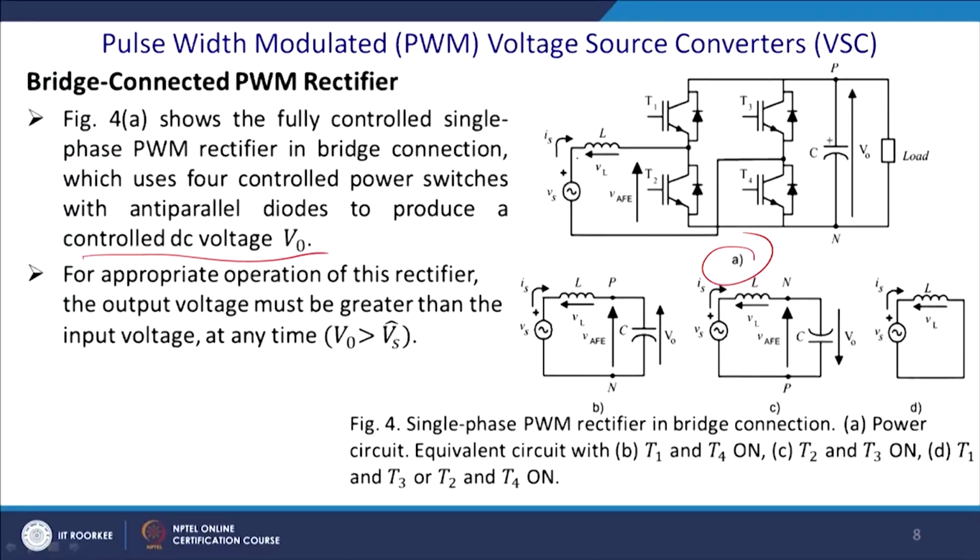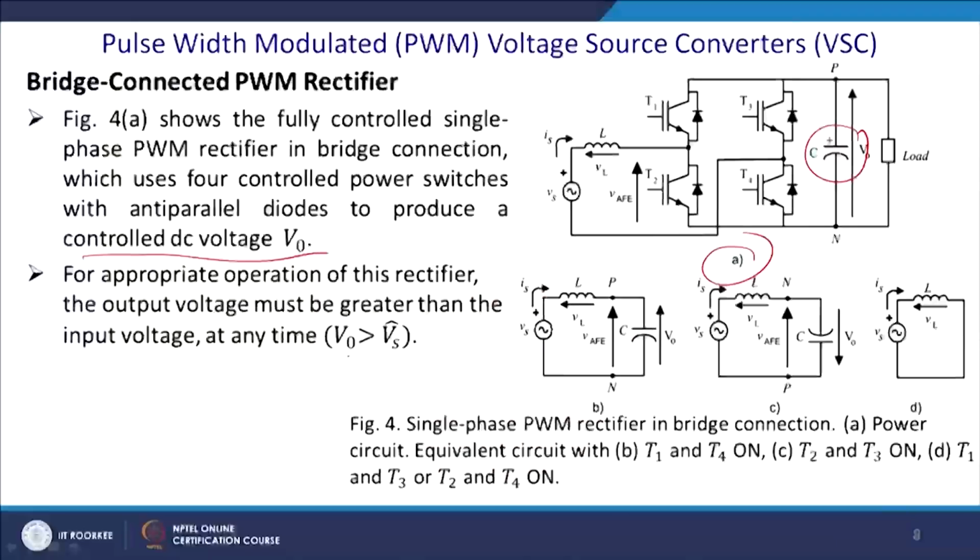What happens? The power will be rectified here, and you get a controlled voltage depending on the duty cycle. For the appropriate operation of this rectifier, you only get the boost topology, so the output voltage must be greater than the input voltage at any time. So, this output voltage V0 is required to be greater than Vs, that is one of the challenges here. So, you are required to maintain this voltage higher.